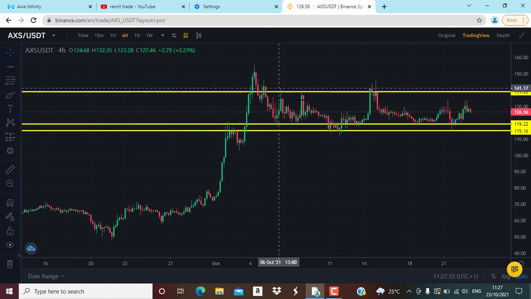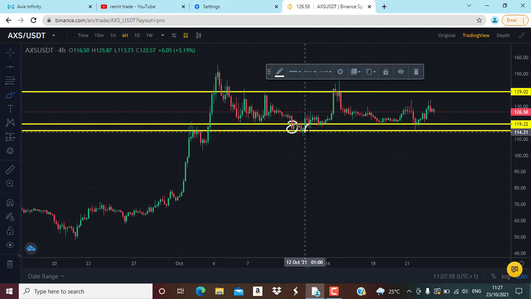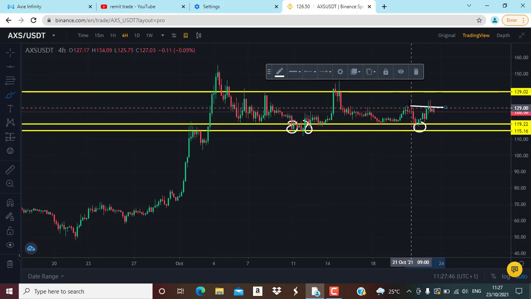On the AXX USDT chart, we have seen the market obeying this very support line. This was a support as well, then the market obeyed this very support at this point, and then this resistance has been resisting the market for the past few days now, and the market is struggling to break this very resistance. So what is your opinion about this very particular market right here?